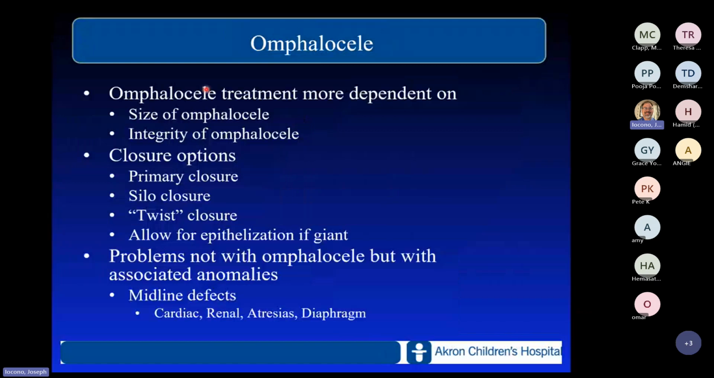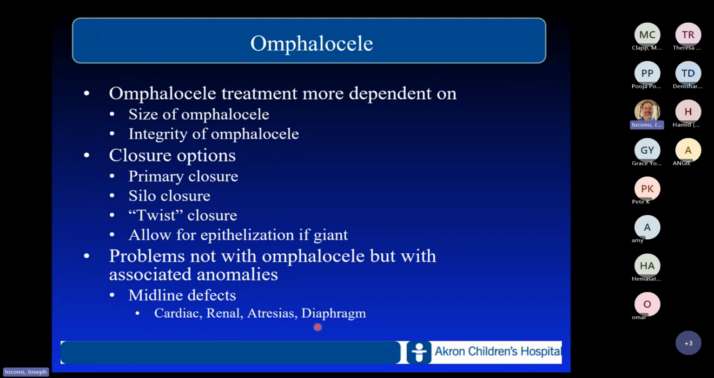So the omphalocele treatment is really dependent on the size of the defect and what's out. You can primary close it. You can silo close it. You can do these twist closures. We now use vac dressings for big ones to try and shrink them down. Otherwise, we just treat the sac, trying to get it toughened up and epithelialized over time, and then go back and let the kid grow and do serial reductions and then finally close.